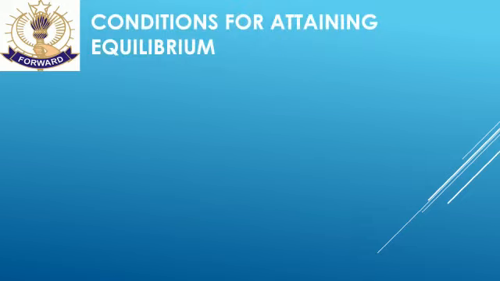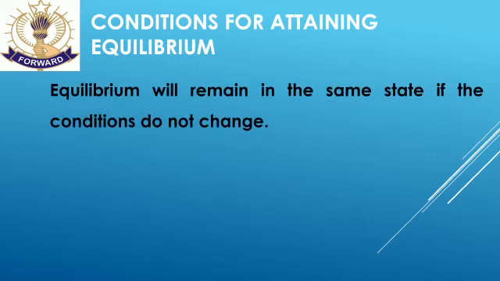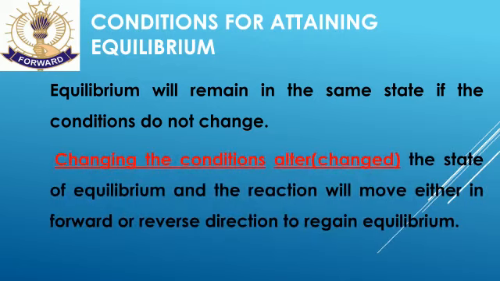Now the conditions for attaining equilibrium, what are those conditions? Chemical equilibrium, dear students, will remain in the same state if you do not change any condition. Changing a condition means that the equilibrium state has been changed and the reaction will move in either the forward or reverse direction to regain its equilibrium.